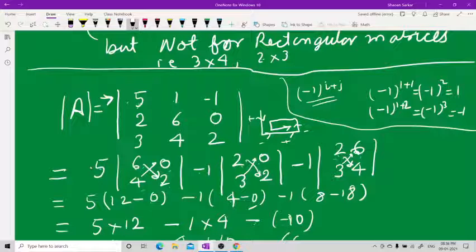Now 2 4s are 8 and 3 6s are 18. Now what you will do is subtract this: you will get 12, you will get a 4 here, you will get minus 10.